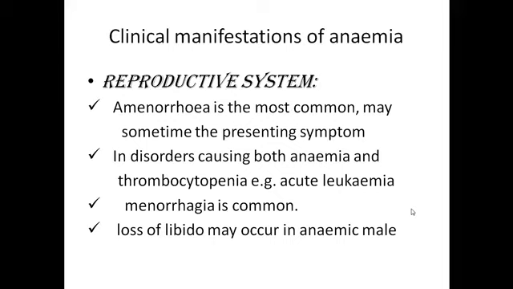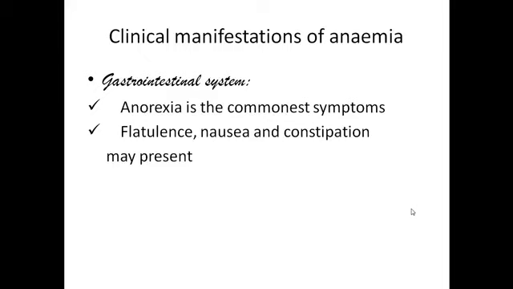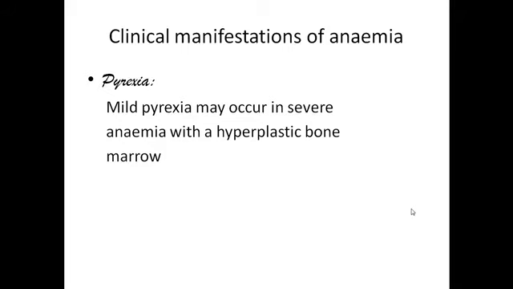And the reproductive system: what signs and symptoms may a female patient come to you with regarding anemia? It is amenorrhea and menorrhagia. Nervous system: proteinuria. Gastrointestinal system: anorexia is the most common symptom. Flatulence, nausea, and constipation may be present. Mild pyrexia may occur in severe anemia with a hyperplastic bone marrow.